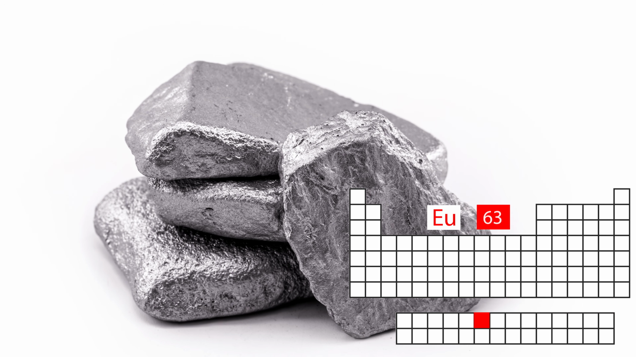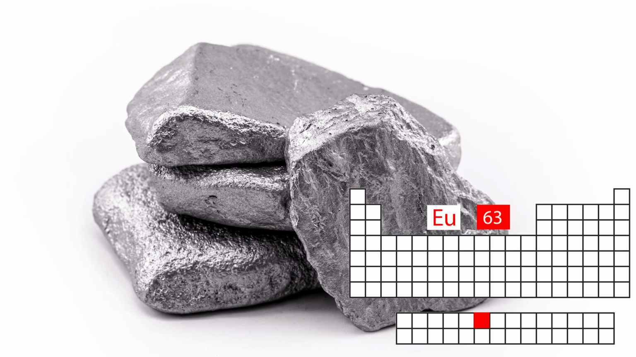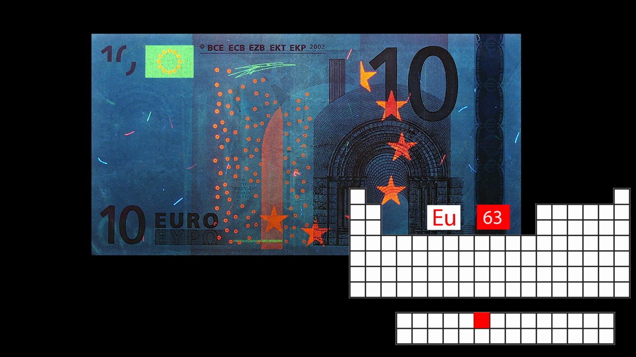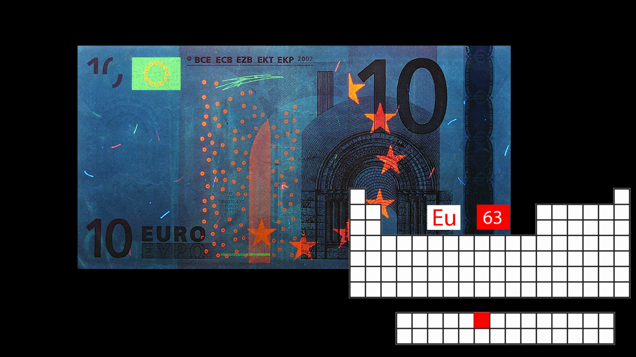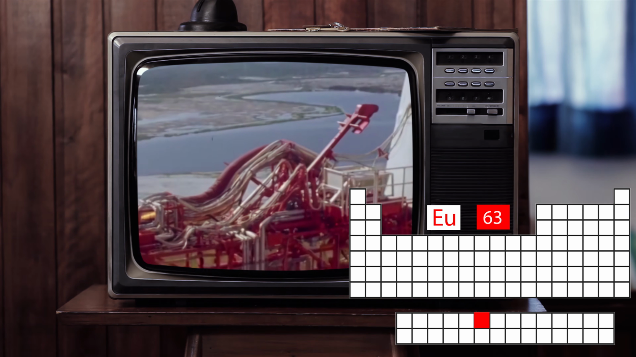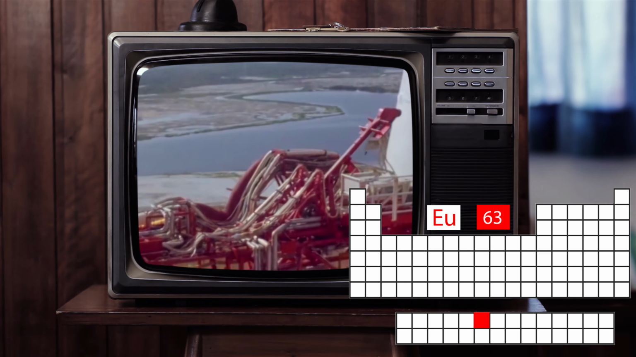All right, that leads us to element 63 called europium. Now this one creates the red color in TV screens and also anti-forgery marks in euro banknotes. Here's a fun fact. It's the softest and most reactive of the rare earth elements.